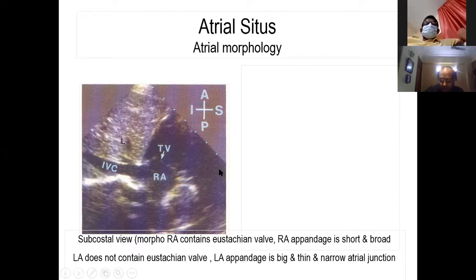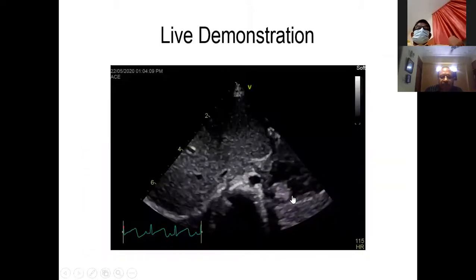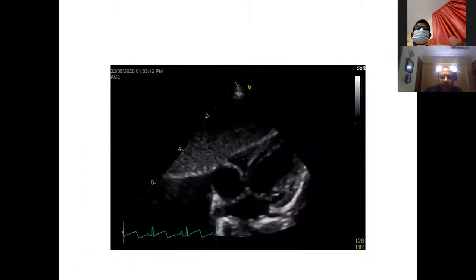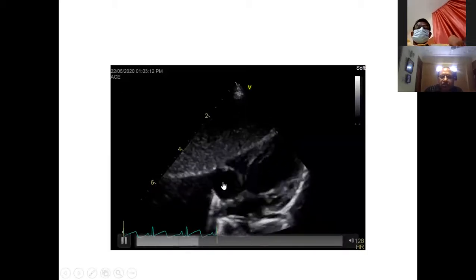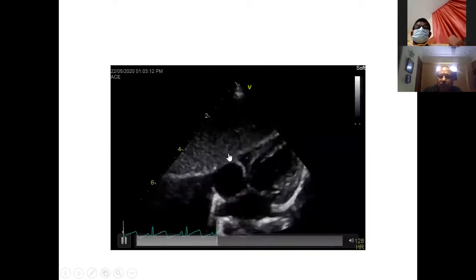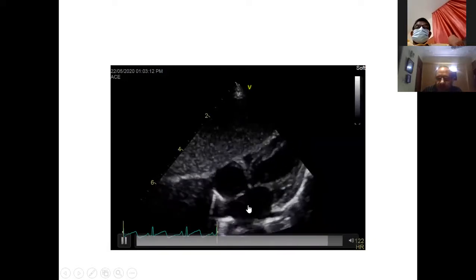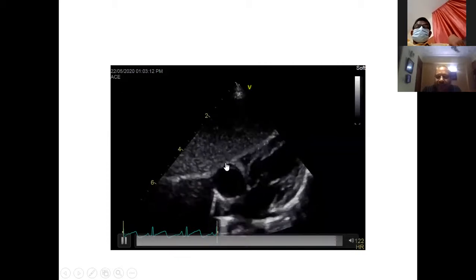Is that clear? Now, if I rotate or angulate this probe from 90 degrees to anteriorly, and then come almost parallel to the heart, what do I see? Once I do my complete anterior tilt so that my footprint is looking towards the right shoulder, we come and look at the so-called subcostal four-chamber view. In this subcostal four-chamber view, only one thing is clear, that this is the right atrium.